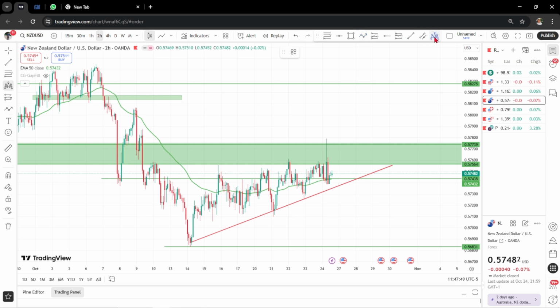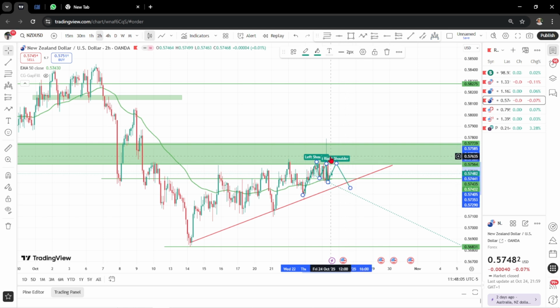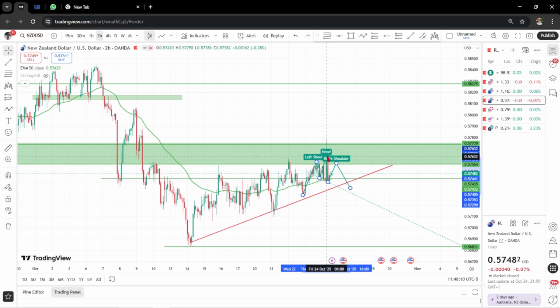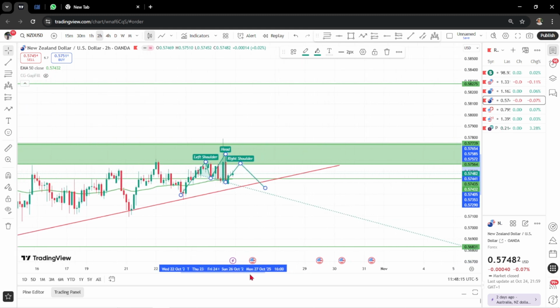So I want the market to come and form this head and shoulder, then break below it. Now this might not look like your perfect head and shoulder from the textbooks, but trust me, this really works. So I want the market to give us this beautiful head and shoulder pattern.